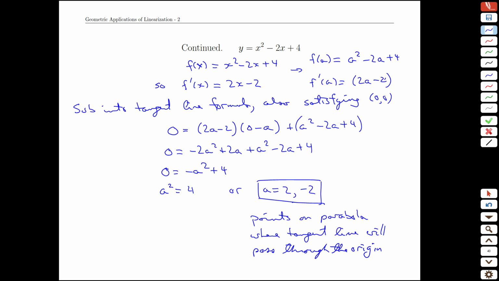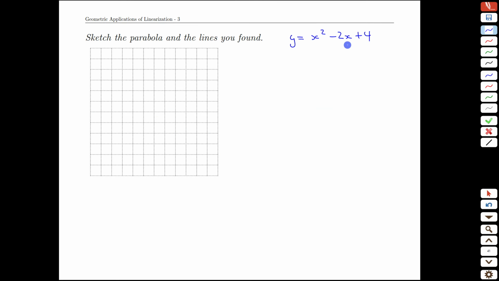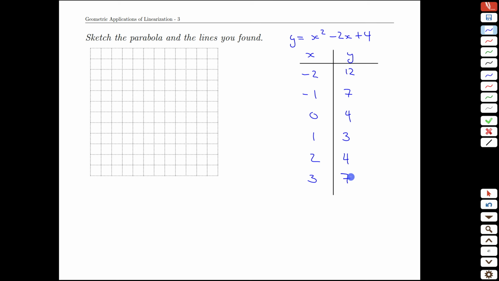This is practically crying out for a visual representation to confirm our answer. We're going to do that on the next page. The parabola we're working with is restated here, and we can do a quick table of values to get a sketch of this. We know we want to go from around negative 2, certainly up to 2. Let's go up to 3 and see what happens. We plug in the coordinates and get the corresponding y values. We're going to get 12, 7, 4, then it'll be down to 3, then back up to 4, and there we go, we're actually back up to 7 for that.